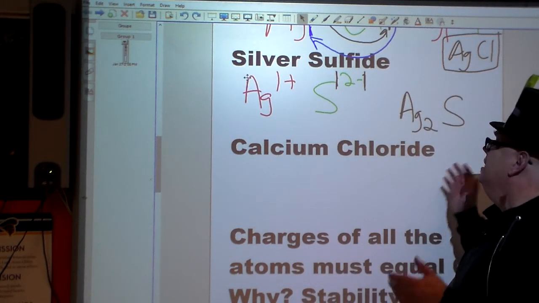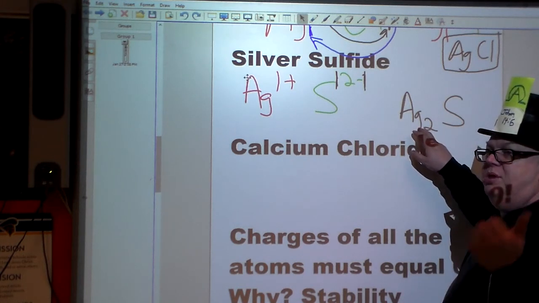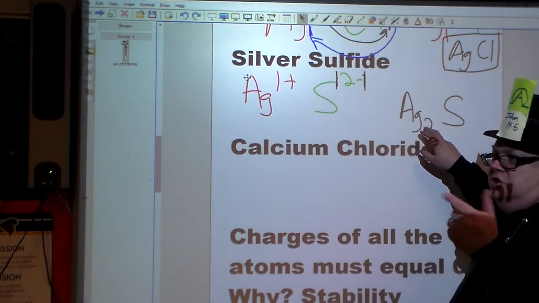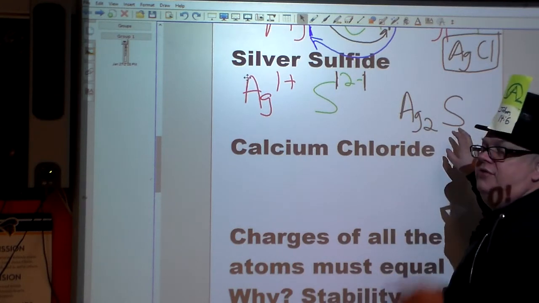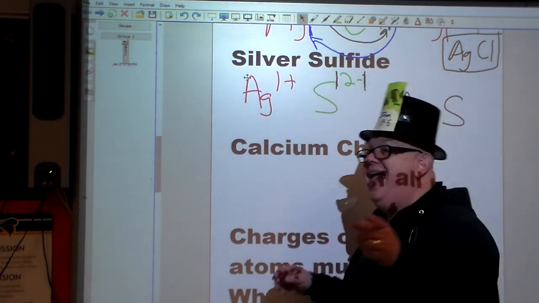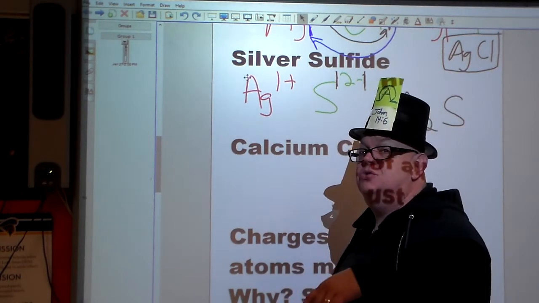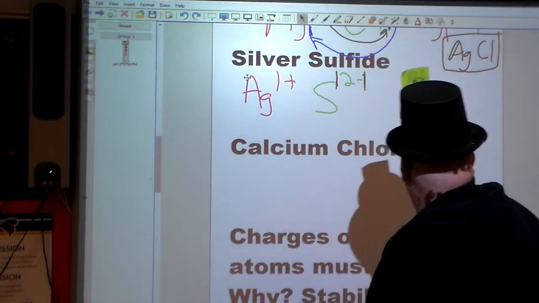And that's it. You'd say, well, how do I know that it cancels? Well, each Ag is a +1, right? So 2 times +1 is +2. Here you only have 1 of these sulfides. That's a -2. So +2 plus a -2 gets us 0. It's stable, it's balanced, and off we go.